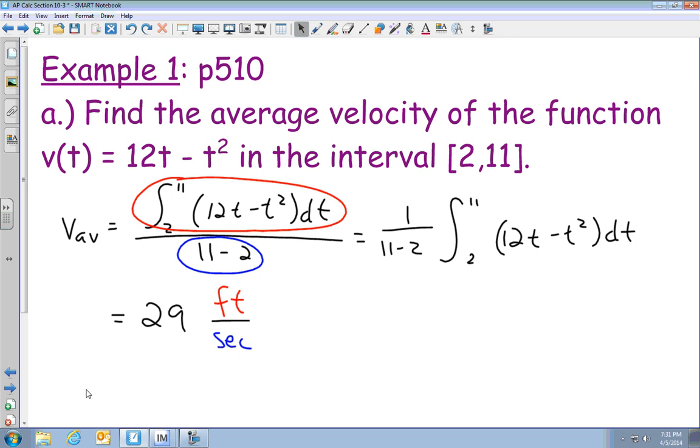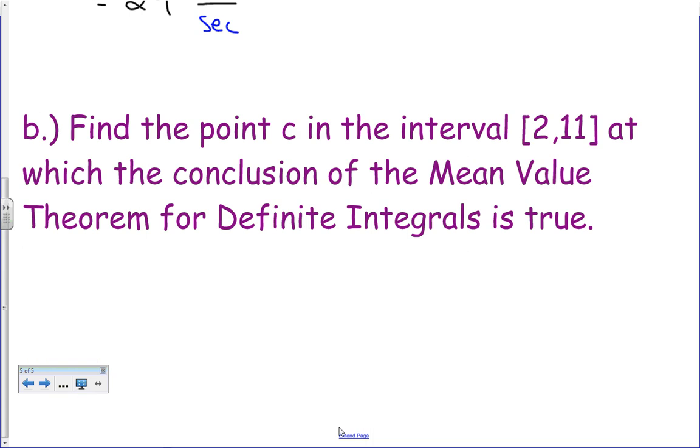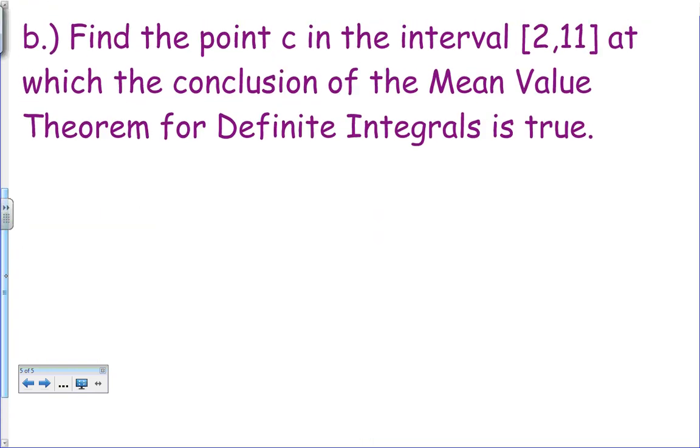All right, let's take a look at the second part of this now. For part B, it says to find the point c in the interval from 2 to 11 at which the conclusion of the mean value theorem for definite integrals is true. Basically, that's the question they asked you to do. And to find that value of c, all I have to do is take the average velocity that we came up with and set it equal to my velocity curve.